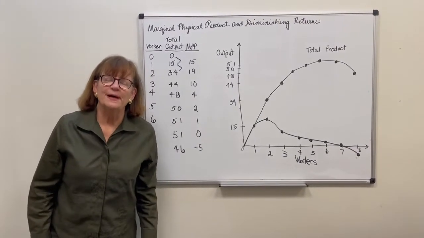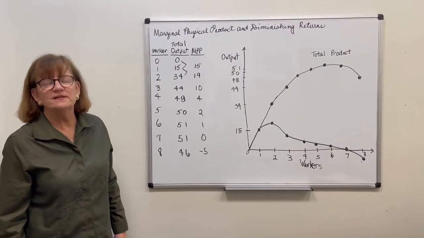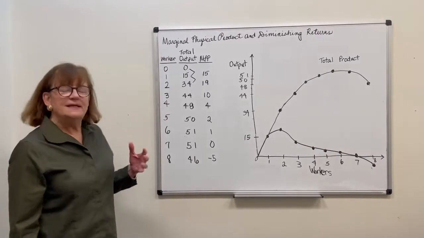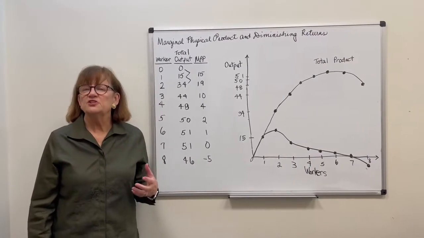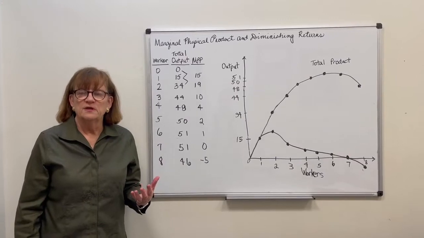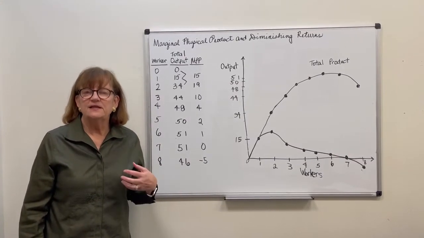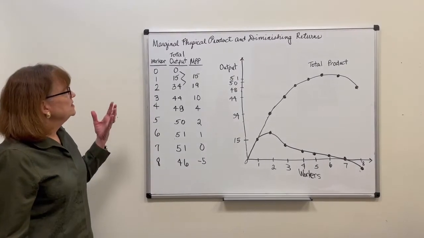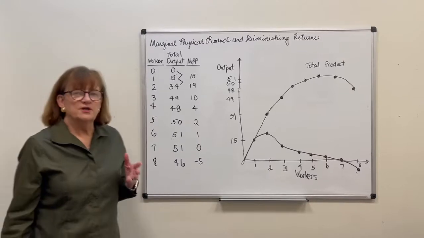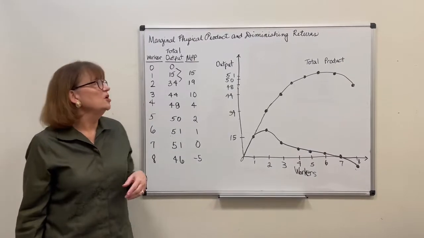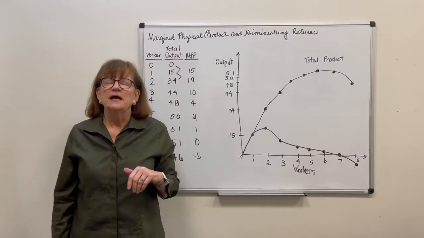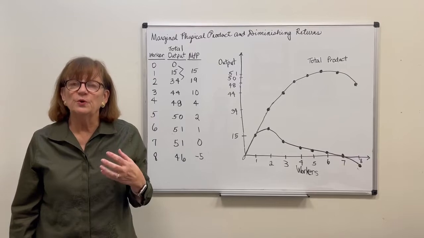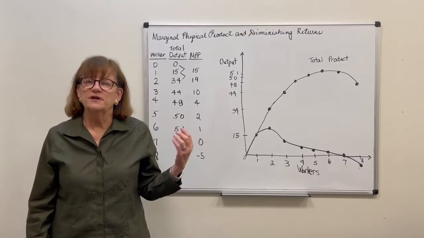Today we're going to talk about marginal physical product and diminishing marginal returns. In any enterprise, the addition of more workers should lead to more production. And that increase in production from hiring another worker is called the marginal physical product. How much does each additional worker contribute to the total output of the firm?